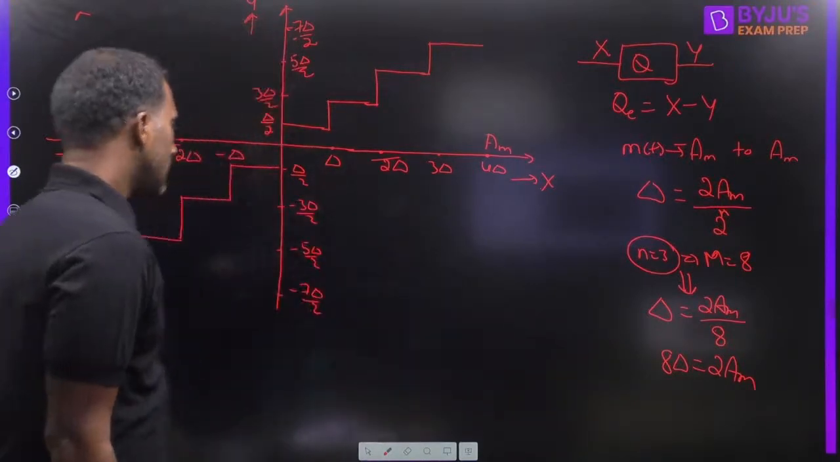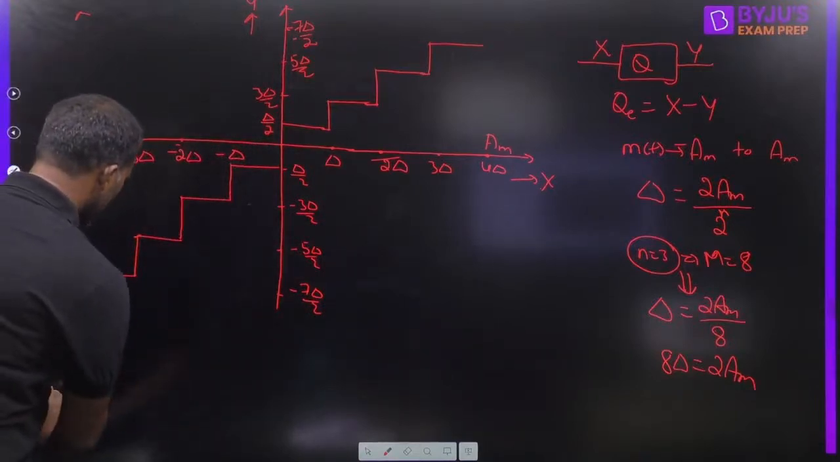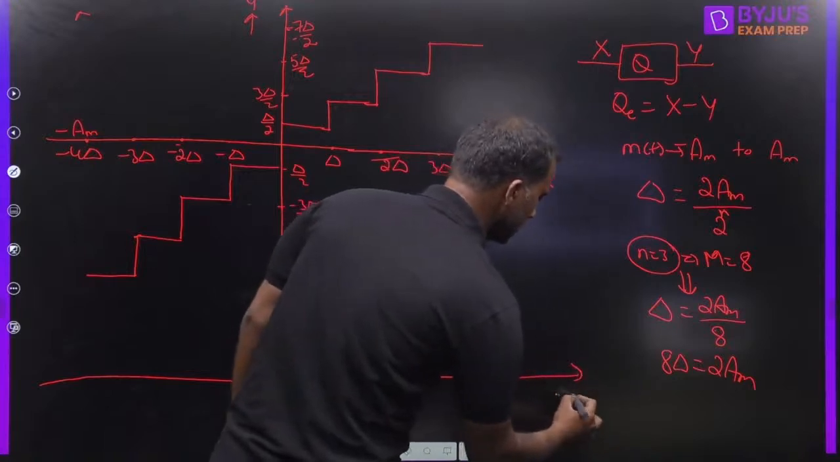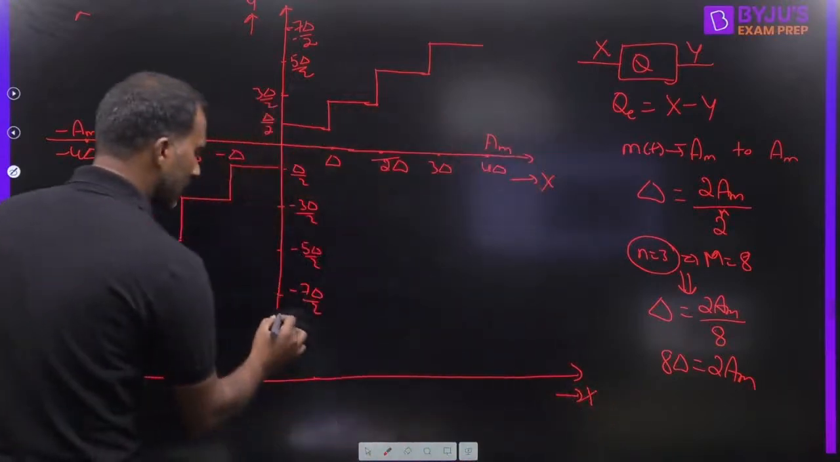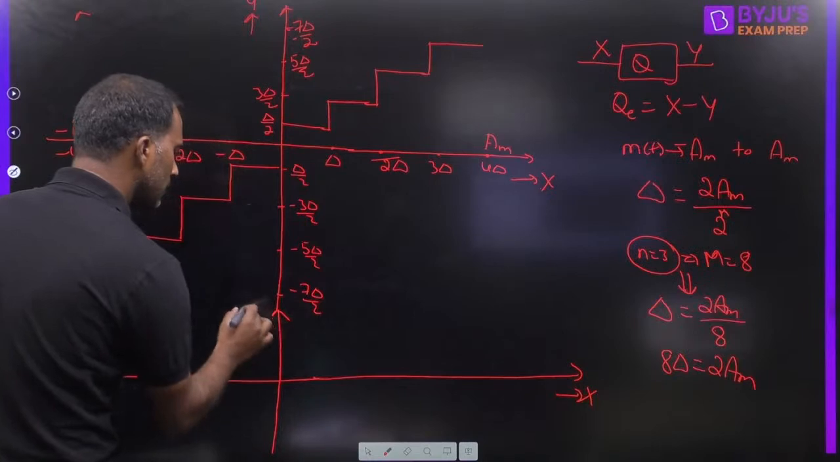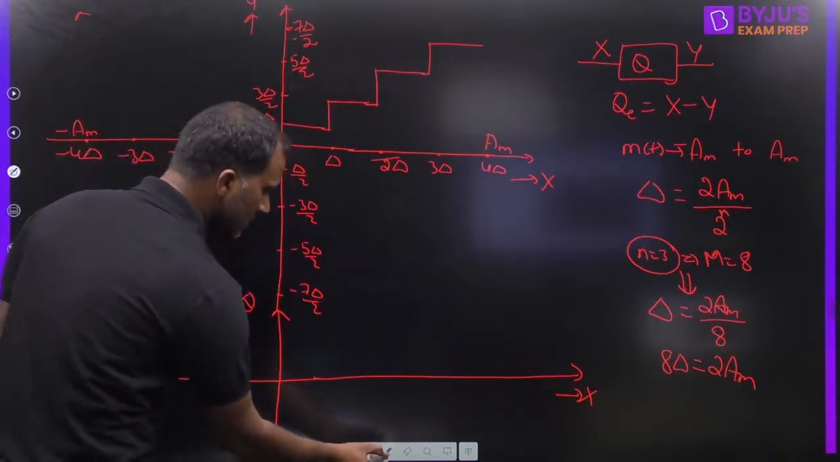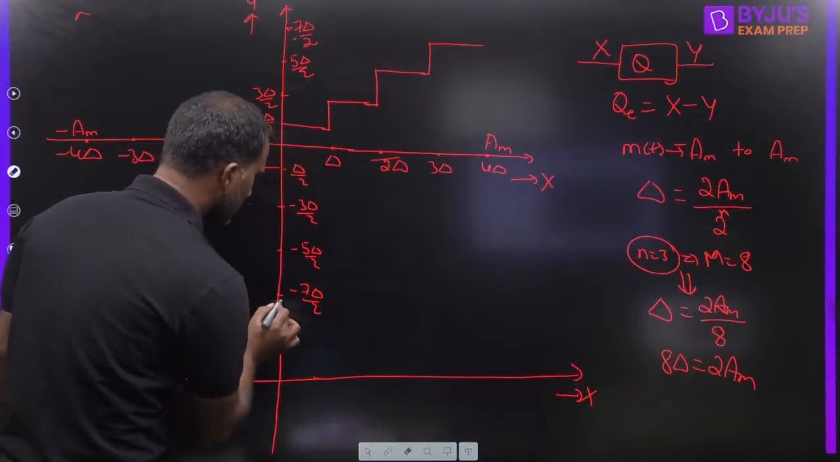Right. So let's come to the most important point that I wanted for the discussion in today's class. That is another characteristics, which is input versus quantization error characteristics.